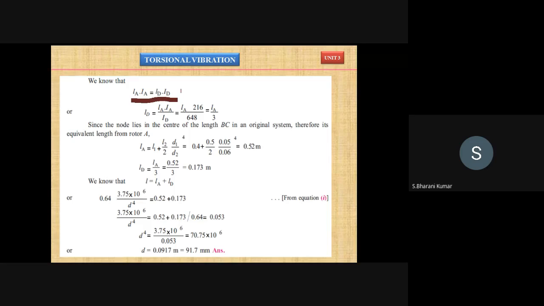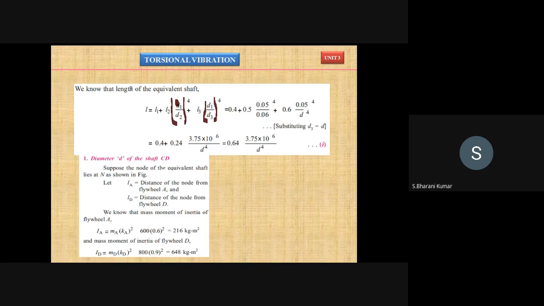We solve using this formula. LD comes in terms of LA again, because we don't have any other data, so everything is in terms of LA. Look here, L comes in terms of d. The value you get here is called L in terms of d. Total length of the equivalent shaft equal to 3.75 into 10 power 6 divided by d power 4.